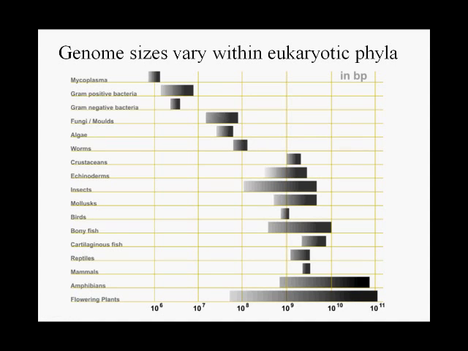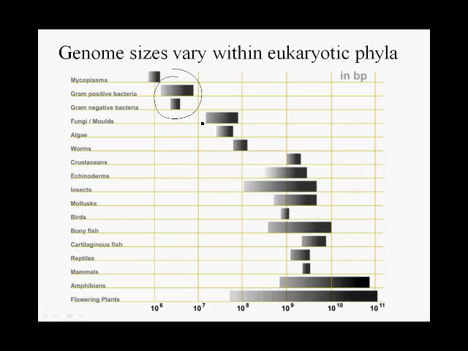Starting off with a comparison of genome sizes across a variety of organisms. Here we see bacterial genomes. Archaeal genomes are similar in size. They range up to several millions of base pairs per genome. There's some variation, but that is generally their size. And their genomes tend to be very compact with very little wasted space.